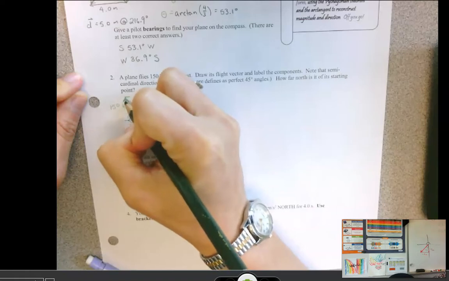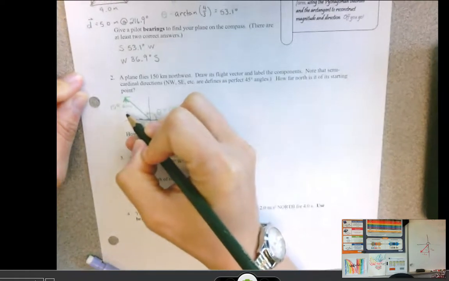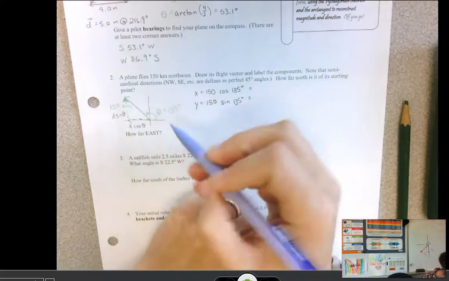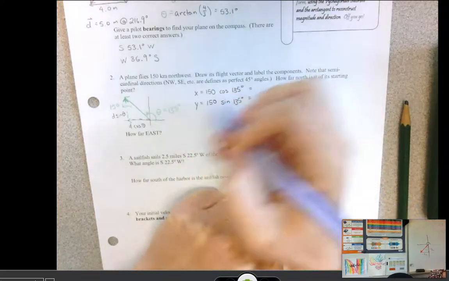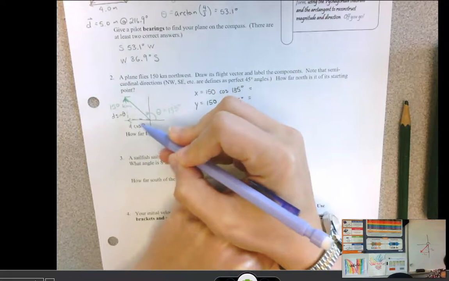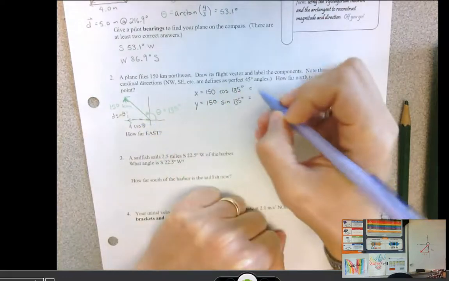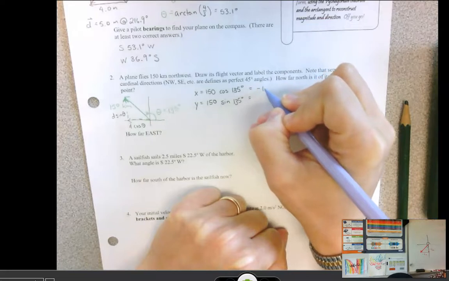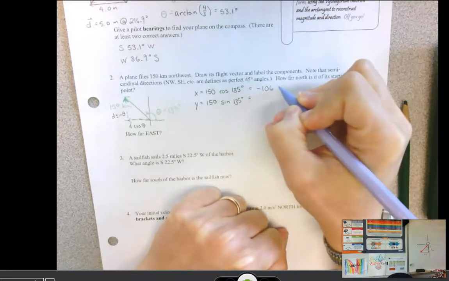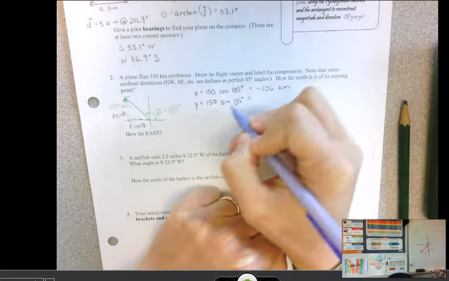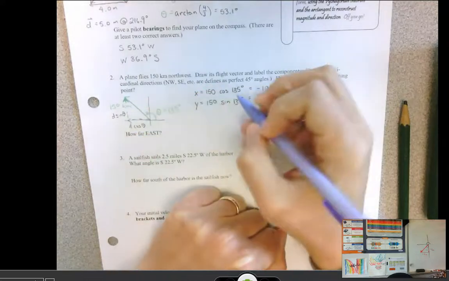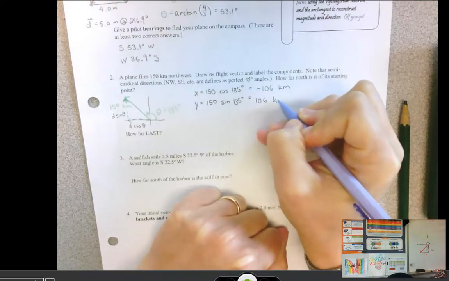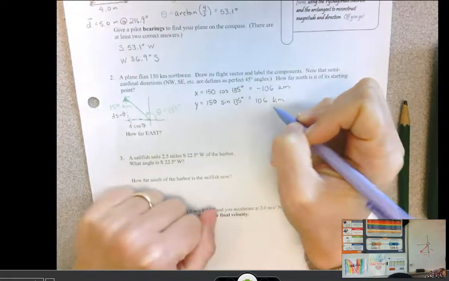Y component. Don't leave off the arrow. This is west, this is north. That's sine. This is where it's important to get the proper math class angle relative to the positive x-axis. This is clearly west. So your western component is going to be about negative 106 kilometers. And your northern component over here, second quadrant, that's going to be about positive 106 kilometers.